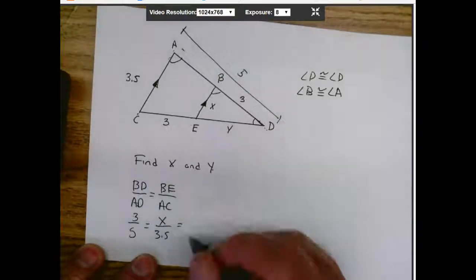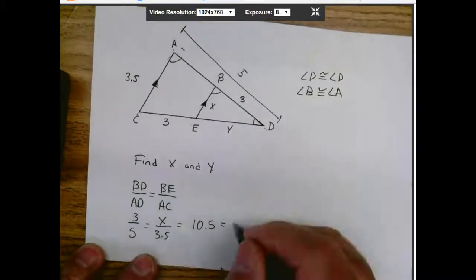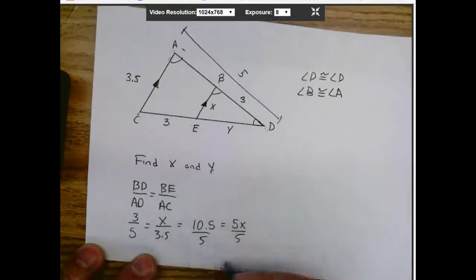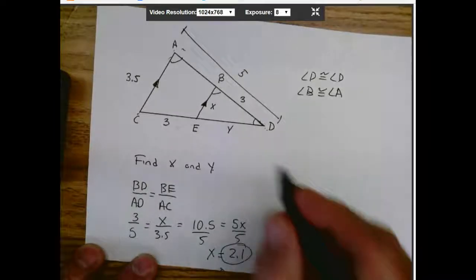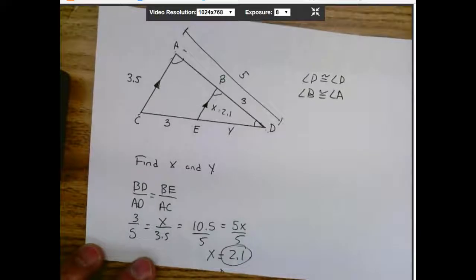So 3 times 3.5 is going to give us 10.5. And then 5 times x is going to give us 5x. We're then going to divide by 5, and we're going to get x equals 2.1. We got x now. So we know this is 2.1. And then we just need to figure out y. We're going to use the same kind of principle.